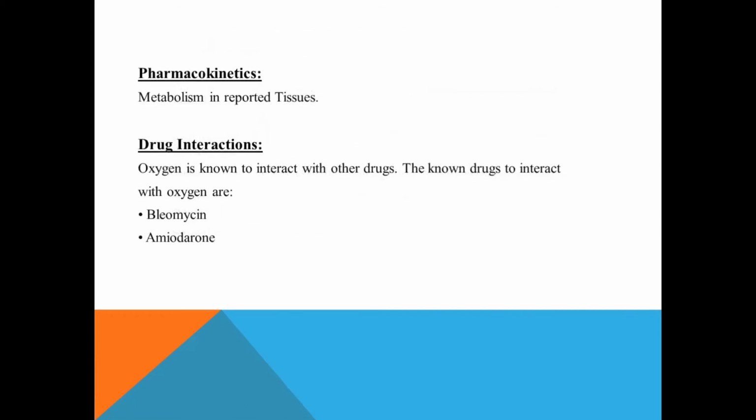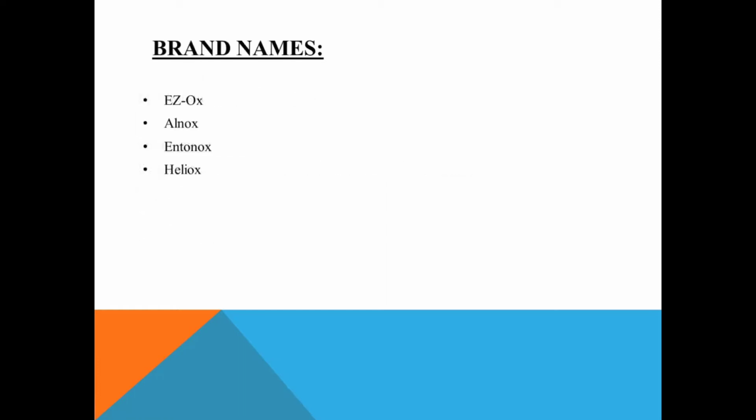The pharmacokinetics of oxygen is metabolism in reported tissues. Drug interactions: oxygen is known to interact with other drugs, and the drugs which interact with oxygen are bleomycin and amiodarone. The brand names of oxygen are EZ-OX, Alnox, Antonox, Heliox.